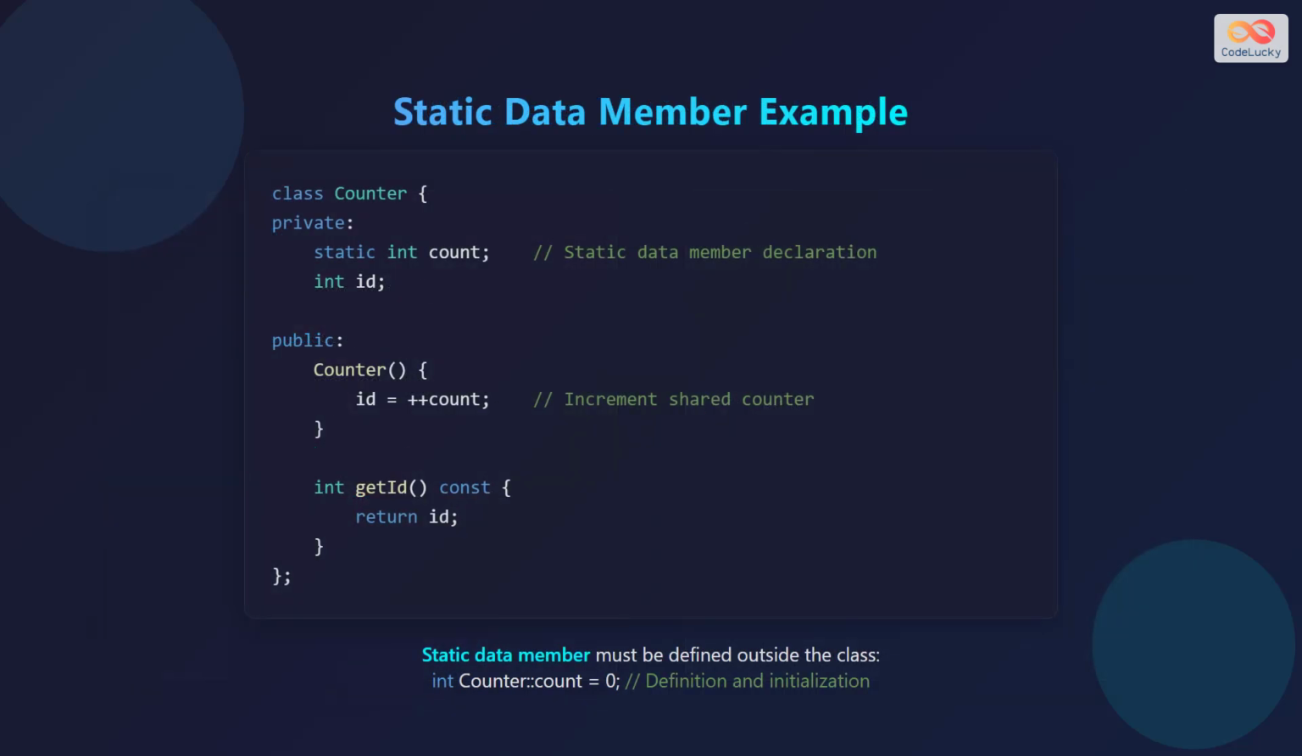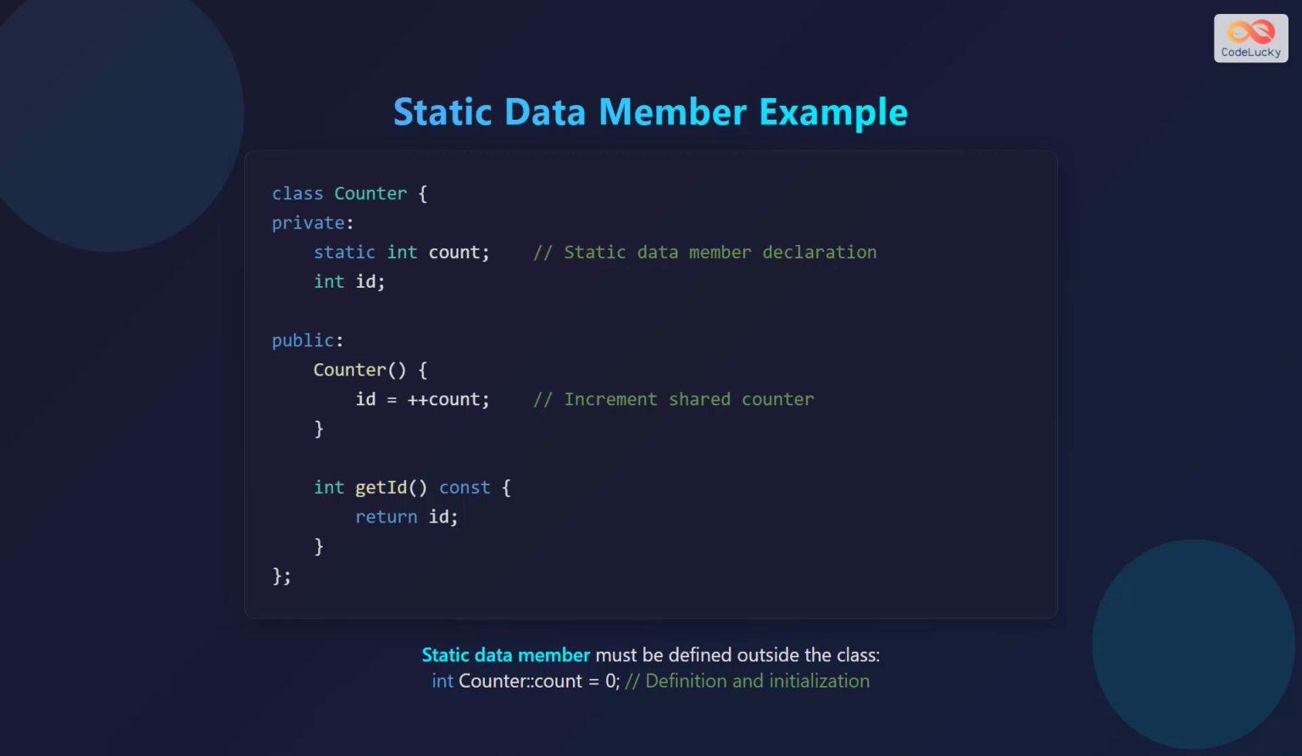Let's look at an example of static data members. Here we have a class called Counter. Inside the private section, we declare a static integer variable named count. This is a static data member declaration. We also have a non-static data member called ID. In the public section, we have a constructor for the Counter class. Every time an object of Counter class is created, the constructor is called, which increments the static count variable and assigns the incremented value to the ID for each object. There is also a getter function to return the value of ID.